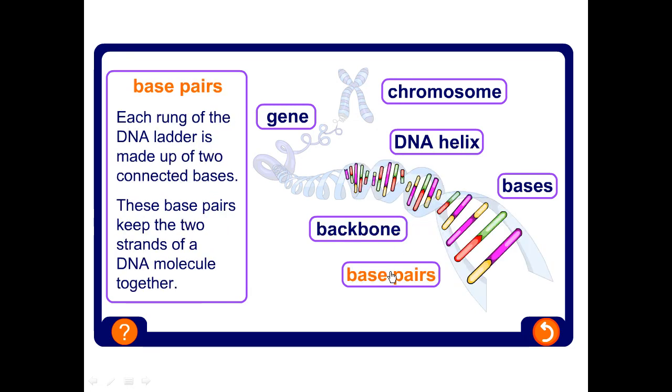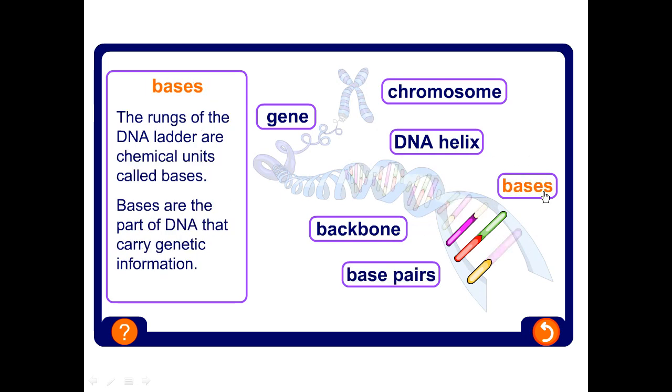Then we have the base pairs. Each rung of the DNA ladder is made up of 2 connected bases. These base pairs keep the 2 strands of a DNA molecule together. The rungs of the DNA ladder are chemical units called bases. Bases are the part of the DNA that carries genetic information. We said that the backbone keeps the structure but does not carry any genetic information. Instead, bases are carrying the genetic information.